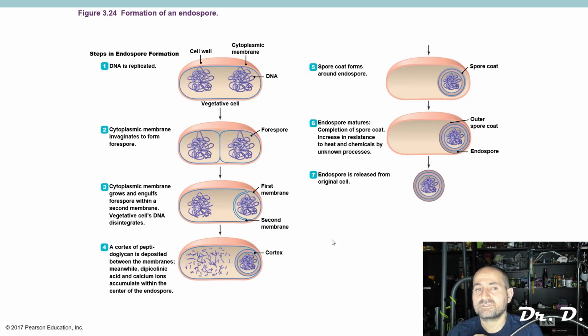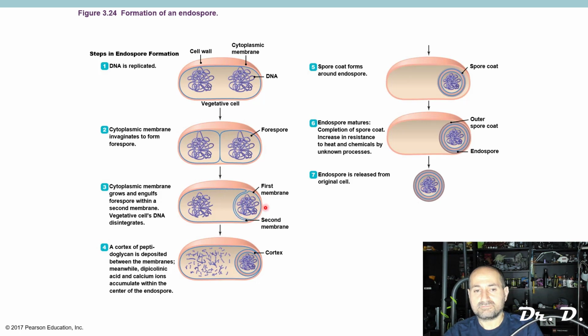You may want to know about this, like how the endospore forms. So first, remember the nucleoid, the circularized DNA, it gets copied in the vegetative cell. Now you have 2 copies of the nucleoid, 2 copies of the chromosome. Then the cell membrane forms around both of these nucleoids. And then what's known as the forespore forms. The forespore is this region that's going to become the spore.